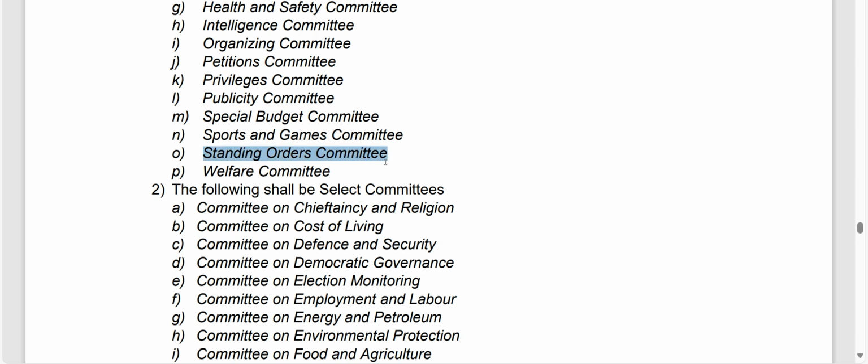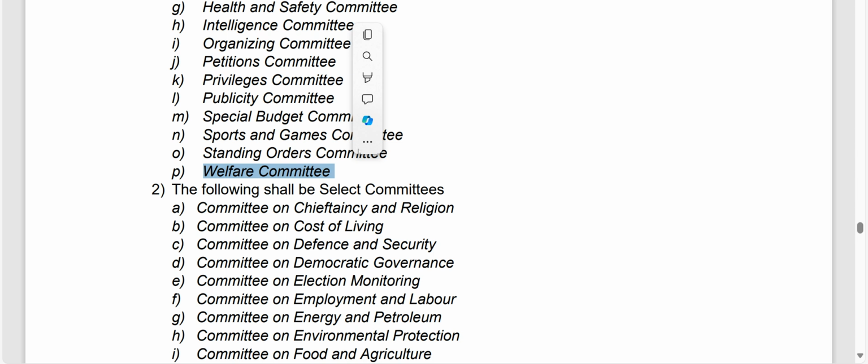Standing Orders Committee, that is chaired by the Speaker. They handle the standing orders. So anything talking about this standing order, it goes to the Standing Orders Committee. Welfare Committee in-house, they speak about welfare of members and it's chaired by youth MP.